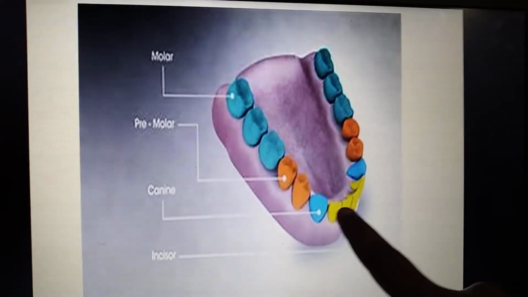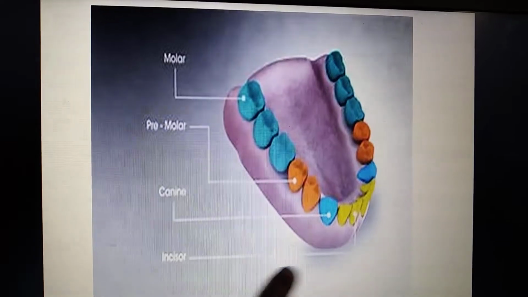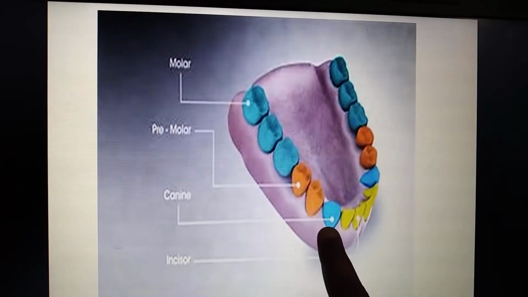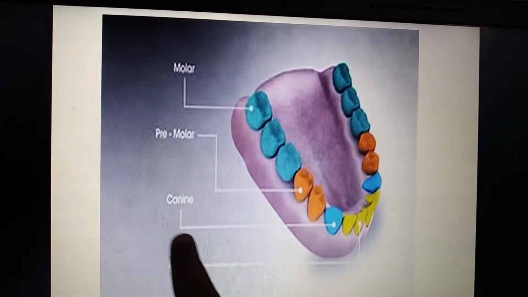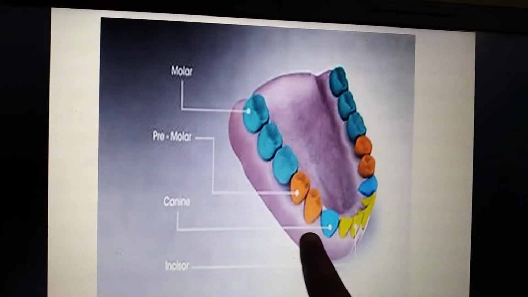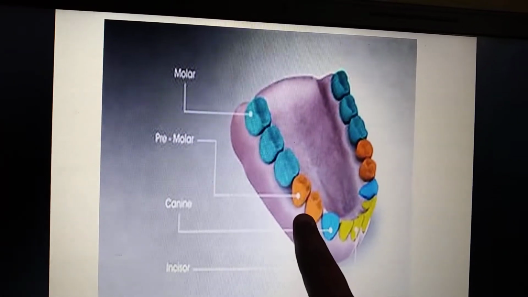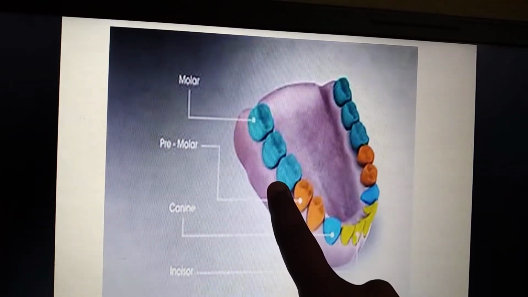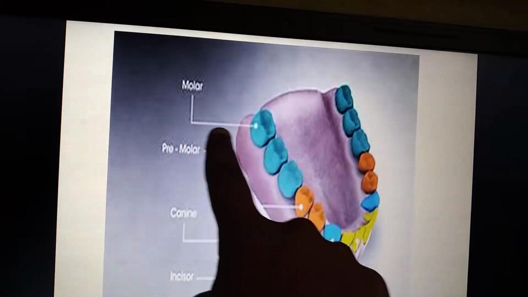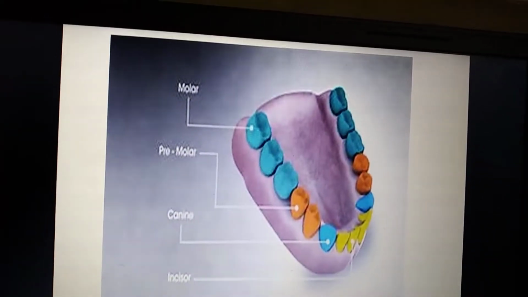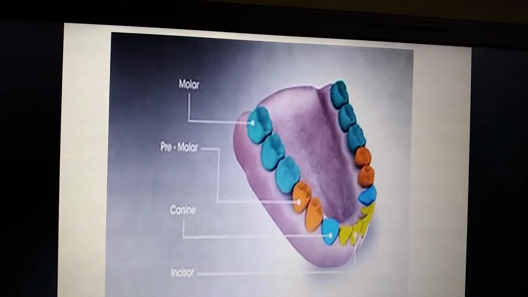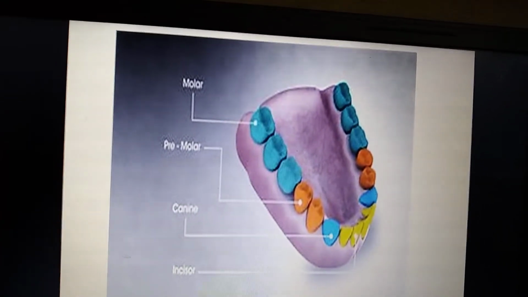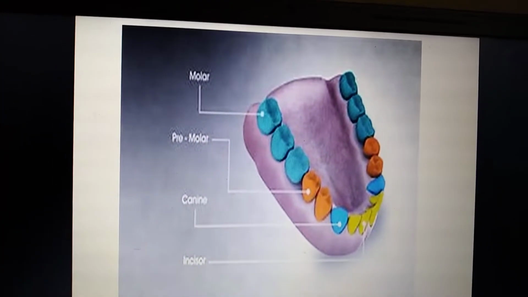Here, the yellow color part, the front four teeth, is called the incisor. Next to the incisor, the teeth I have marked in blue color are called the canines. Next to that, you can see the orange teeth, which are the premolars. And next, the three blue color teeth are called molars. In the same way, they are present in the upper jaw. So this is the basic structure of the teeth in the lower jaw.